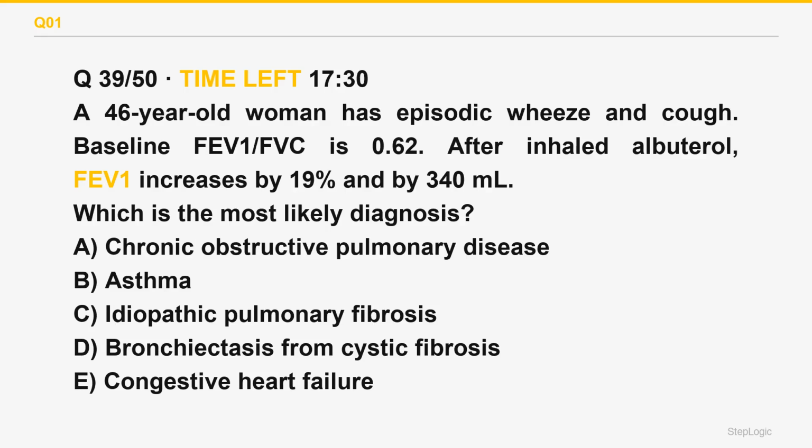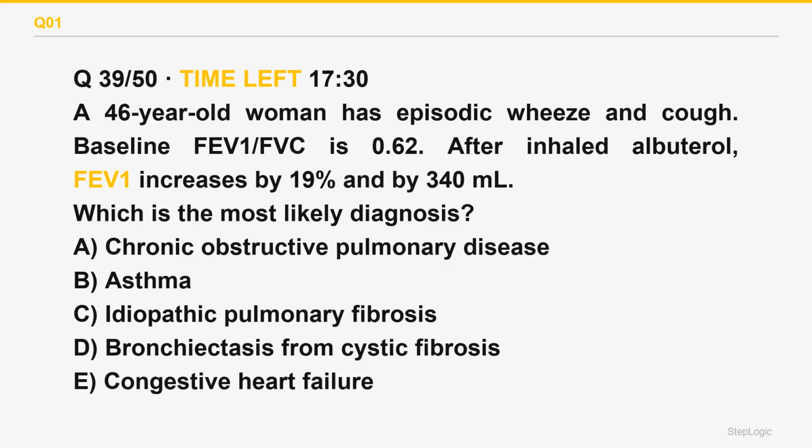Which is the most likely diagnosis? A 46-year-old woman has episodic wheeze and cough. Baseline FEV1 over FVC is 0.62. After inhaled albuterol, FEV1 increases by 19% and by 340 ml. Read the command. The most likely diagnosis.